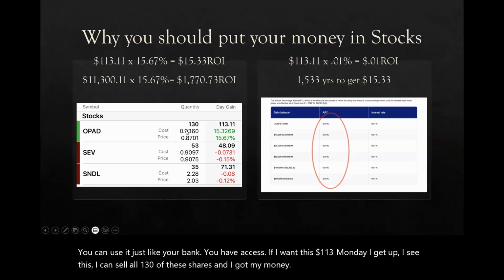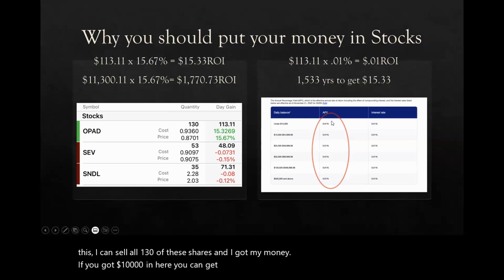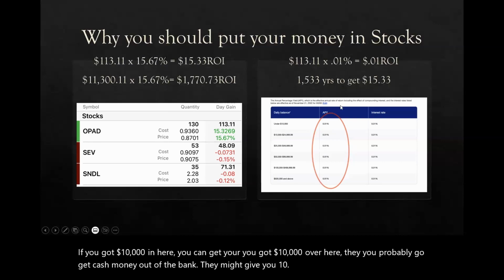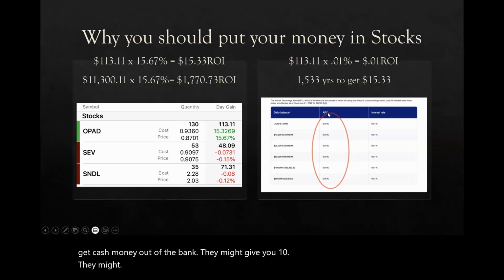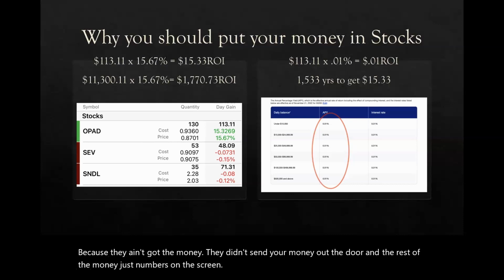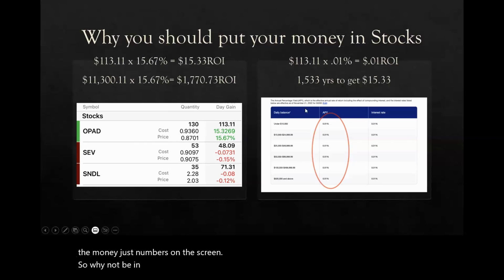If you got $10,000 in here, you probably can't go get cash money out the bank. They might give you 10. They might. Because they ain't got the money. They done sent your money out the door. And the rest of the money is just numbers on the screen. So why not be in control to where you can get maximum return?